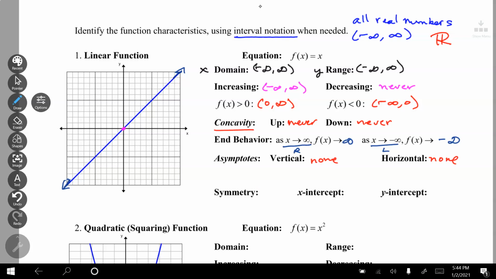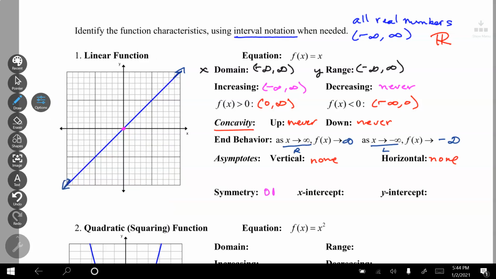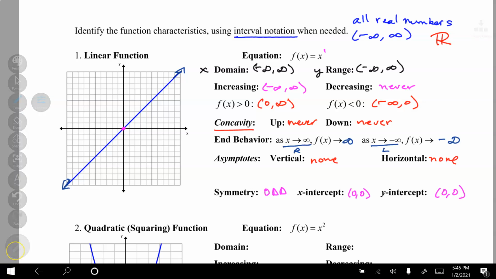Symmetry, well, a couple reasons. One, it is odd because I could flip it around 180 degrees, but if you look at this equation, this is x to the first power. Sounds like an odd number to me. And again, right here in the pink is my x-intercept, but it's also my y-intercept. So 0, 0 is both the x and y-intercept.